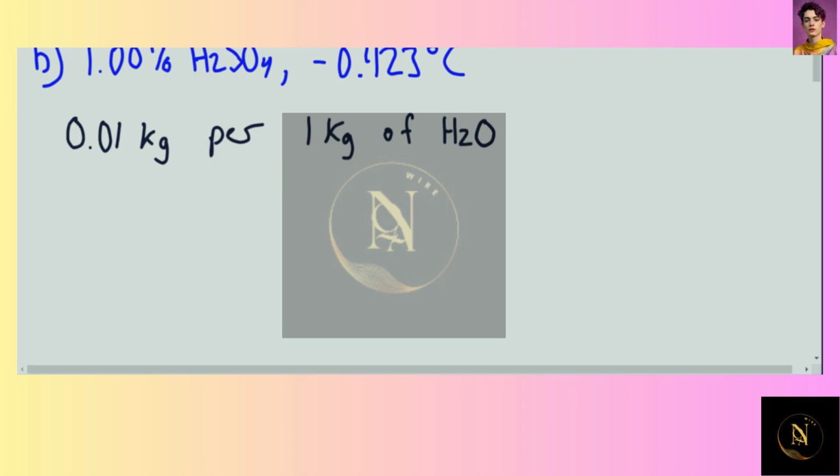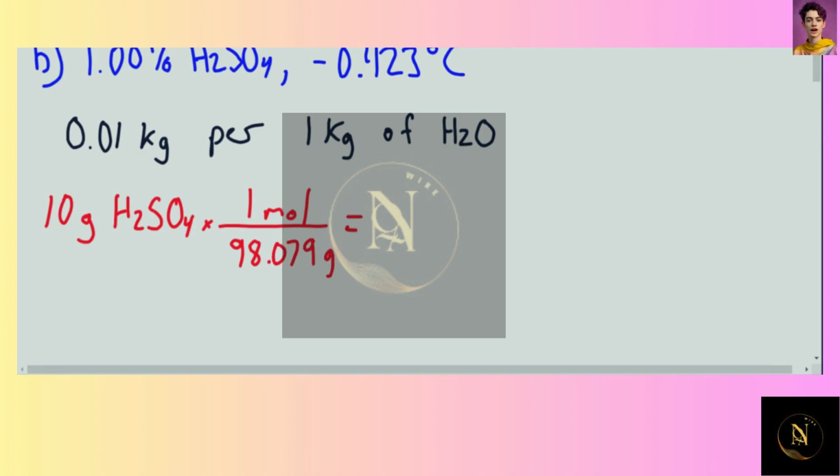So again, we convert from grams to kilograms. So 0.01 kilograms is 10 grams. And then we can convert that to moles by dividing by the molar mass, which is 98.079. That gives a value of 0.102 moles, which, because we have set our concentration as per 1 kilogram of water, we can directly convert to molality. So that's the first answer.